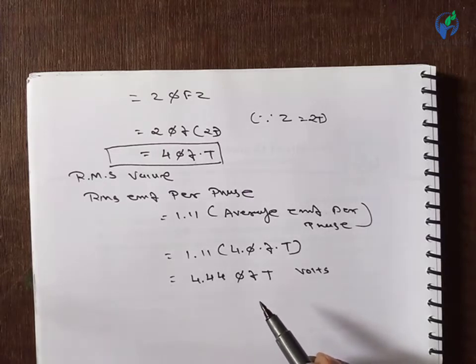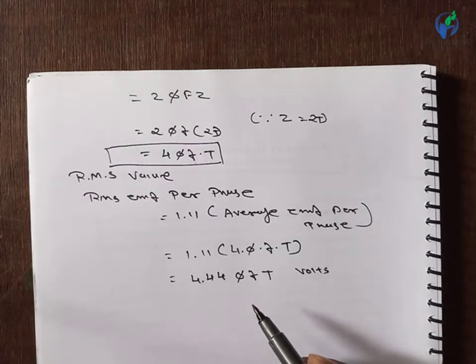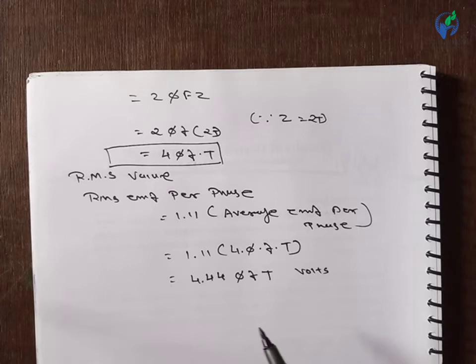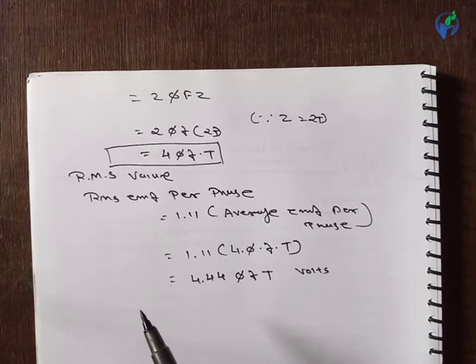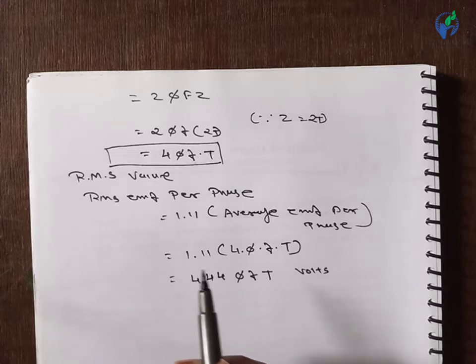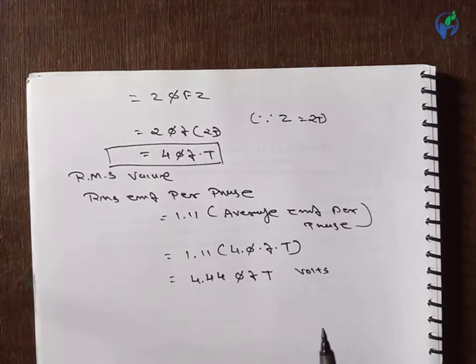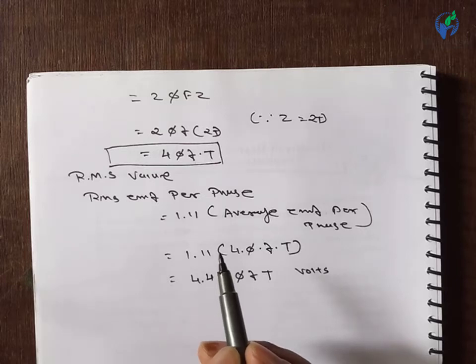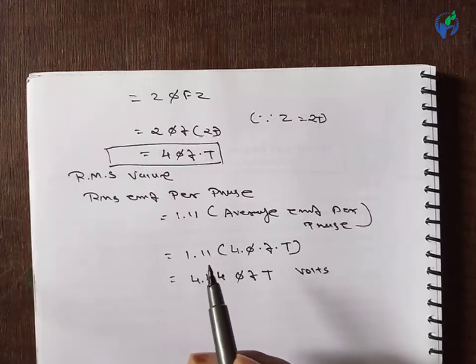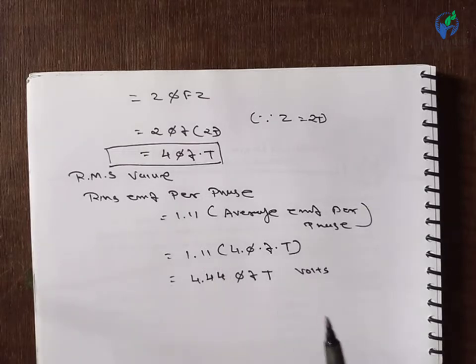This is for a full pitch and concentrated winding, but for fractional pitch and distributed winding, the coil span factor and distribution factor are taken into account. So this is the phase value of the voltage. If the stator winding is delta connected, then the line voltage will be the same as the phase voltage. But if it is star connected, then the line voltage will be root 3 times the phase voltage value obtained above.